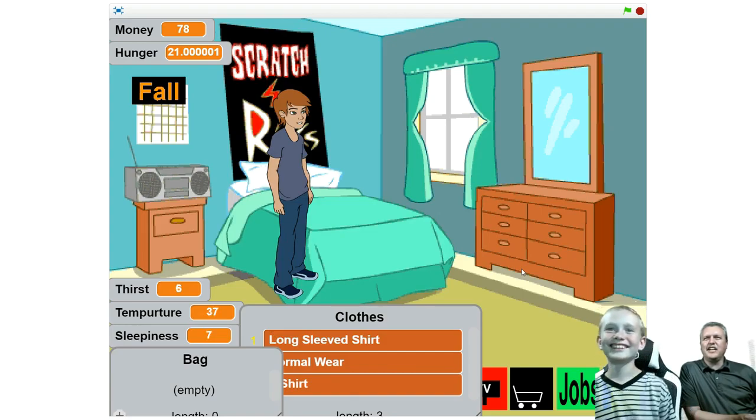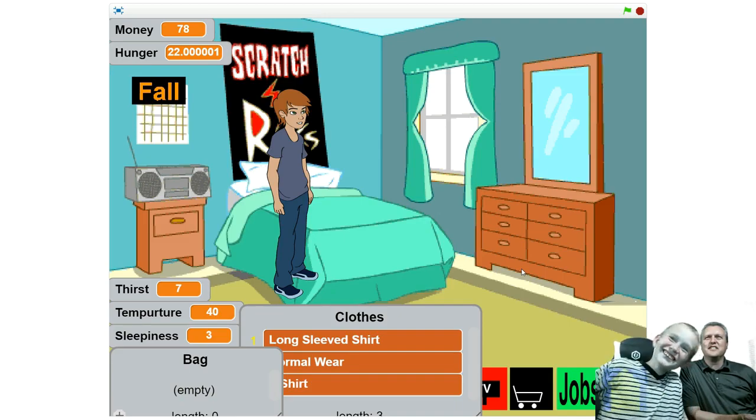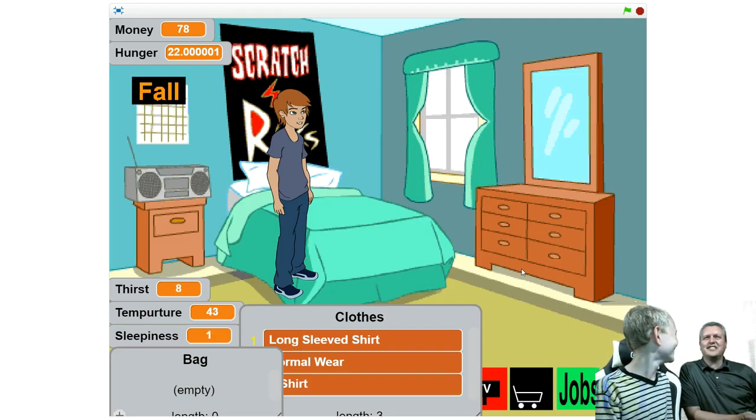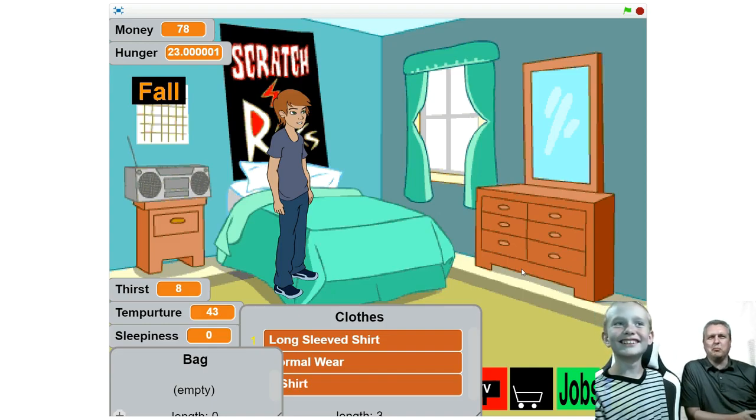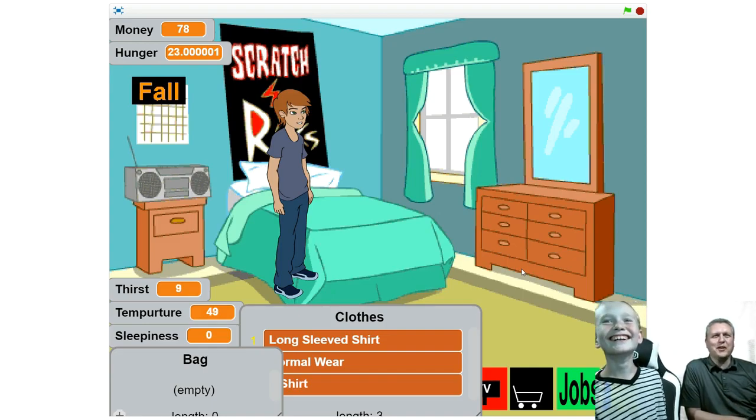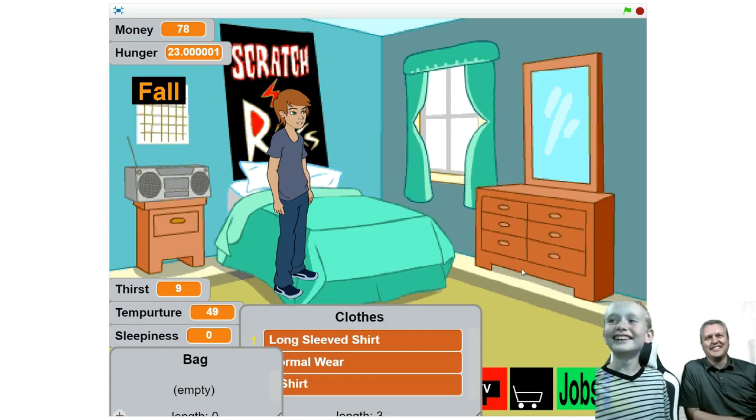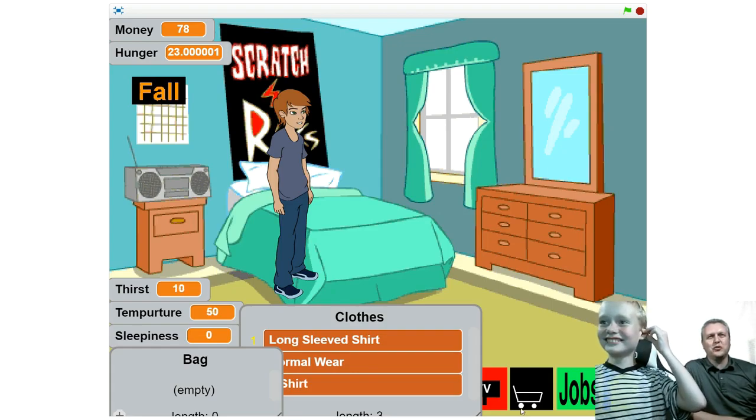You just have to hang out on the bed. You just have to be in your room. And temperature is 37 in your room? Wow. 40 in your room. 43. It's getting warmer. You must be under the blanket. 43. That's colder than I like my house.